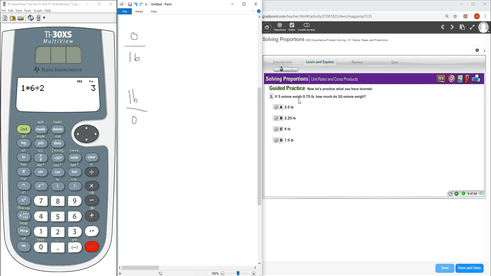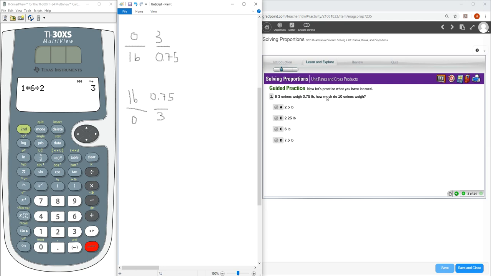So let's start. 3 onions weigh 0.75 pounds. So 3 onions weigh 0.75 pounds, or 3 onions weigh 0.75 pounds. Perfect.